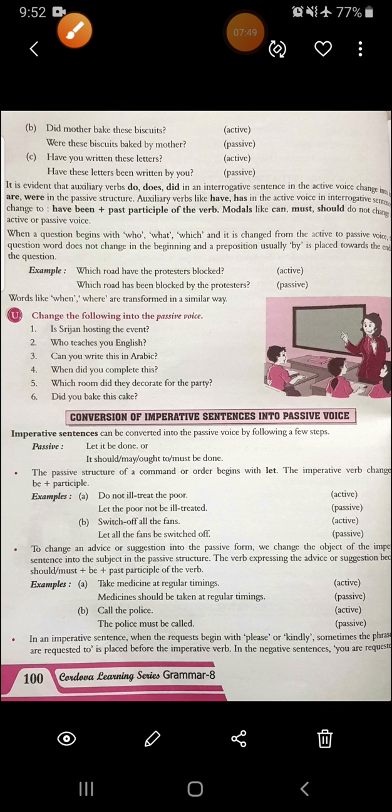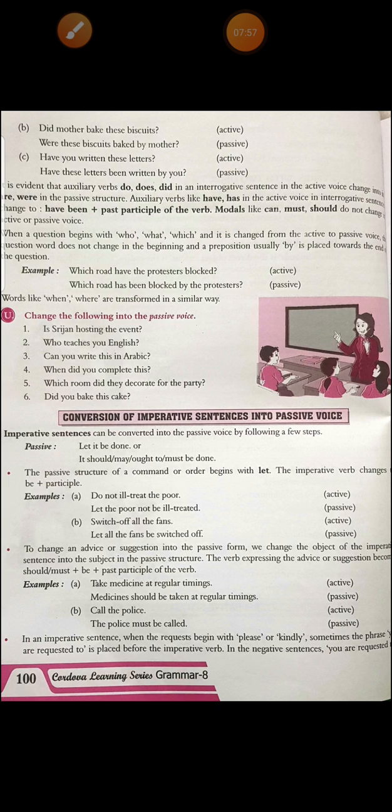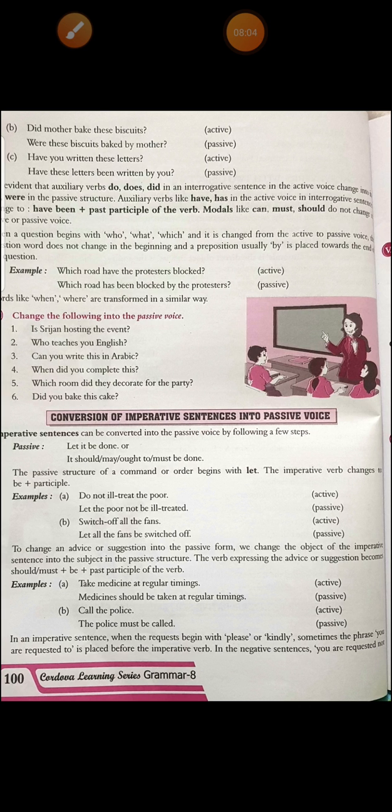See the second example. Switch off all the fans. Let all the fans be switched off. Okay. Now this was for commands. Now next is advice or suggestion. When we have to change it into passive form, we change the object of the imperative sentence into subject in passive structure, and it becomes should, must plus be plus past participle form of the verb.